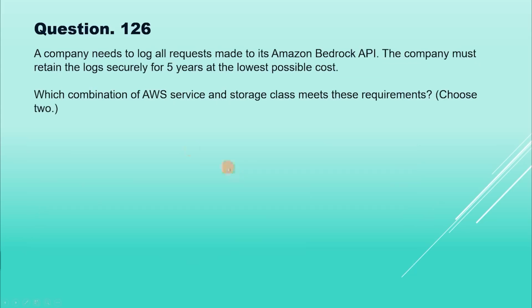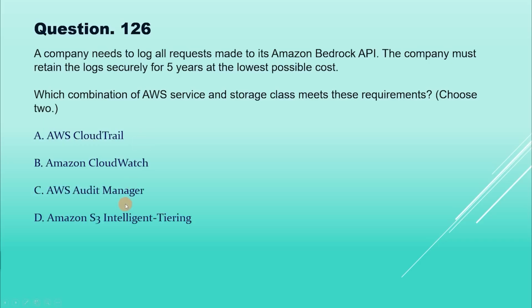Now question number 126. A company needs to log all requests made to its Amazon Bedrock API. The company must retain the log securely for 5 years at the lowest possible cost. Which combination of AWS service and storage class meets these requirements? Choose two. Here are the options: option A, AWS CloudTrail, option B, Amazon CloudWatch, option C, AWS Audit Manager, option D, Amazon S3 Intelligent-Tiering.